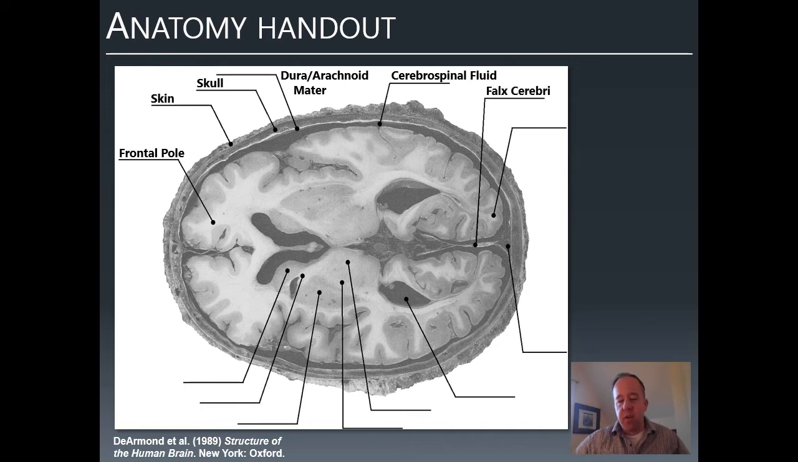This is a tough one. This is called the falx cerebri, and this is where the dura, the meninges, go into the longitudinal fissure. We can see where the cerebrospinal fluid dips into the brain from the right and separates the right hemisphere on top from the left hemisphere on bottom. And part of the meninges go into that fissure. That's what's called the falx cerebri.